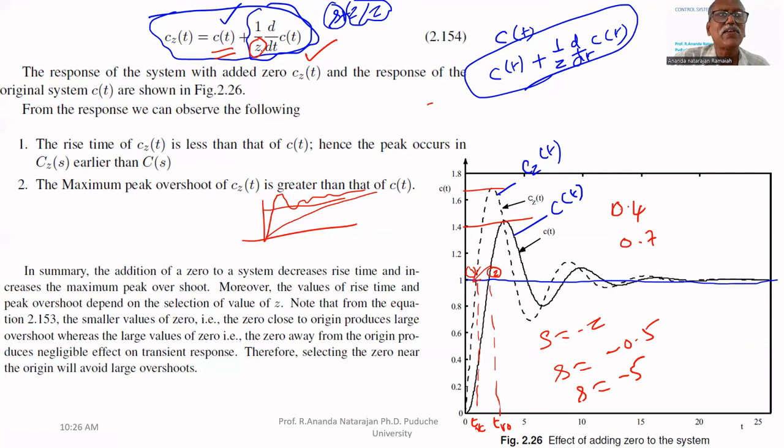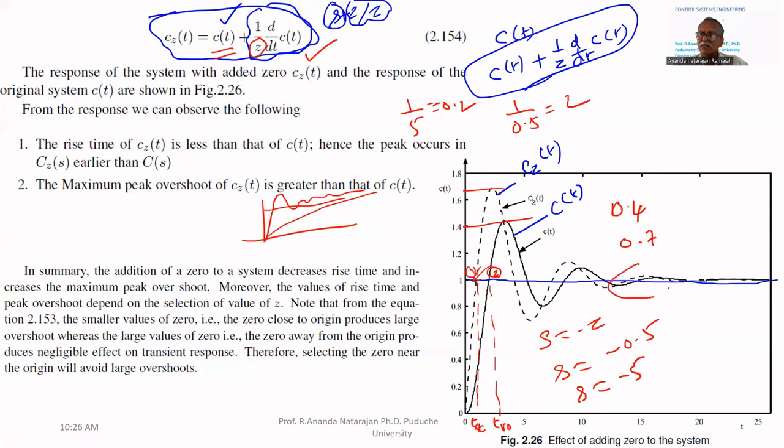If you put 0.5, what will happen? 1 by 0.5 equal to 2, so it will increase the overshoot. 1 by 5 means 0.2, so overshoot will decrease. So if we select Z far away from origin, we can adjust the overshoot. By selecting an appropriate value of Z, we can control the overshoot. At the same time, the system becomes smart. Smart means the rise time is minimum. But one more thing you can notice, even though the overshoot is there, it settles quickly.